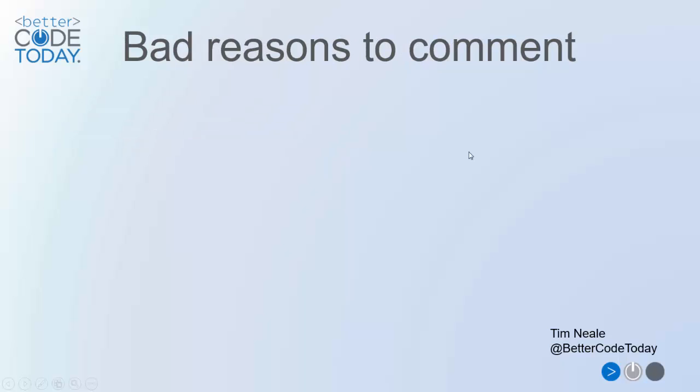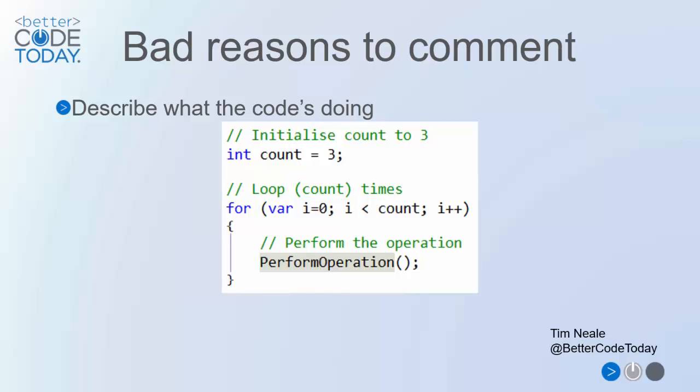There are also bad reasons to write code comments. The main one being to describe exactly what the code is doing. Commented code like this is no good to anyone really. Anyone who understands C# can understand this code without the need for the comments. In fact, anyone who understands any programming language at all can probably have a good guess. It's fair to say that anyone who needs comments like this to help them understand the code shouldn't be reading the code in the first place.